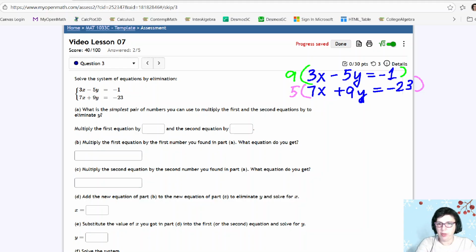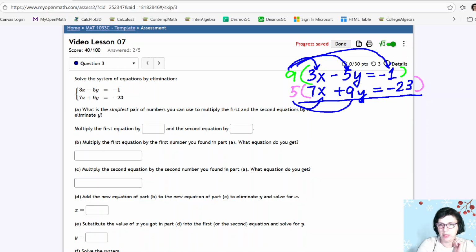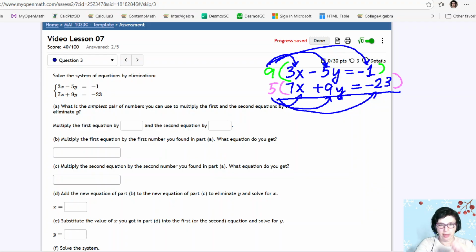All right, so what do we get if we do that? So first, let's go ahead and multiply throughout. When you multiply, you have to multiply by every single term. And then we're going to do the same thing here. Every single term will be multiplied by 5, not just the one that we're interested in. So what are we going to get then? Well, we'll get 27x minus 45y equals negative 9.